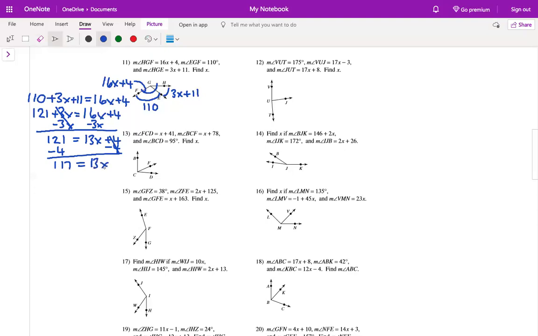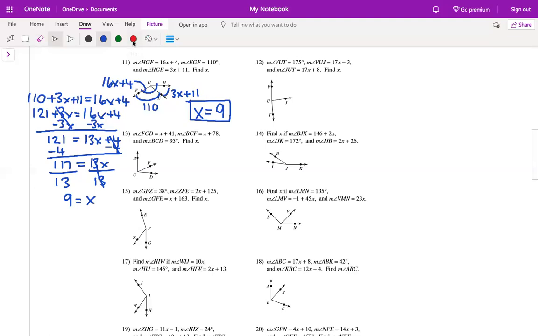So to get x all by itself, we're going to just go ahead and divide by 13. So 117 divided by 13 is 9. So 9 equals x. So let's go ahead and write our answer with the question, x equals 9. The variable should usually be on the left-hand side. All right, so there's quite a bit of work to that one.